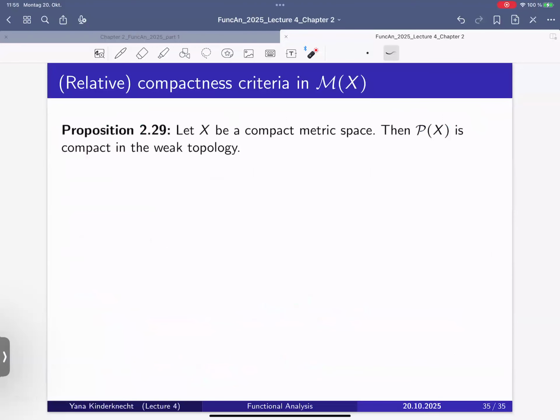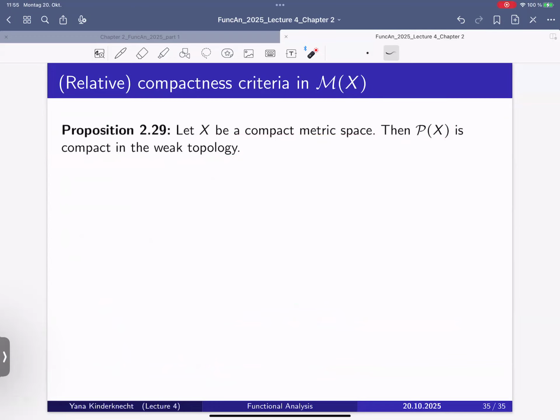Proposition. Let X be a compact metric space, then the set of probability measures on X is itself a compact set in the weak topology. This is also an important result. So you see the set of probability measures is a very nice set.